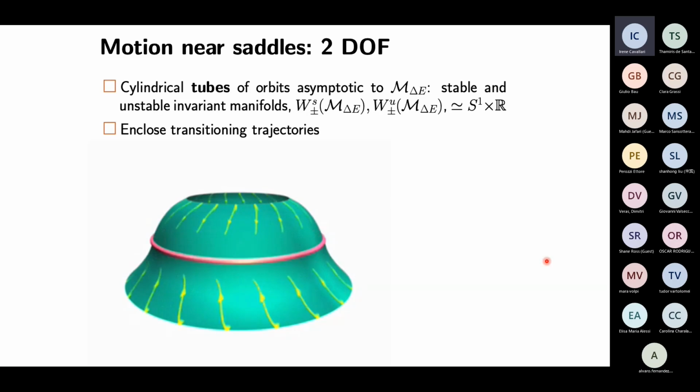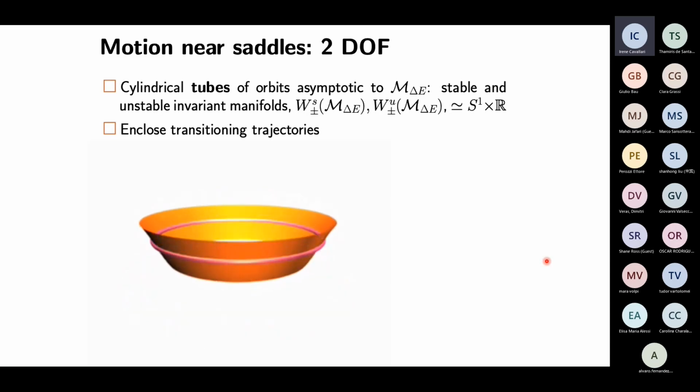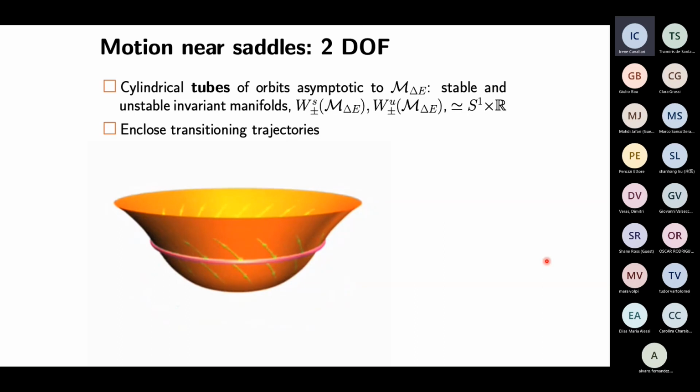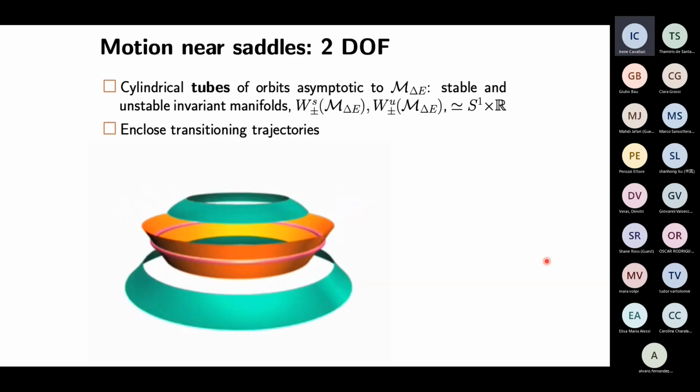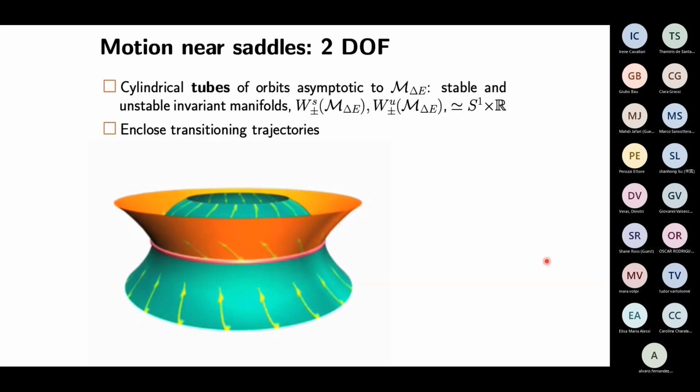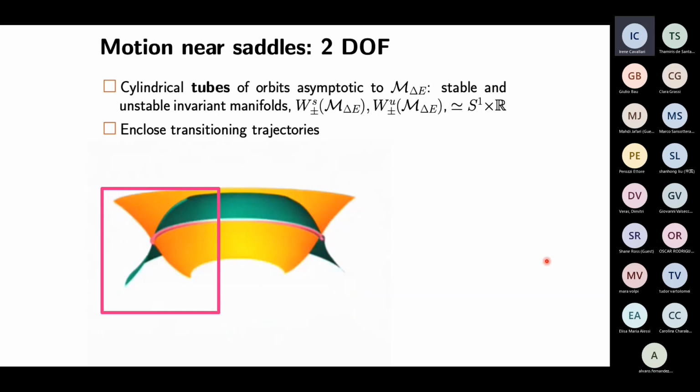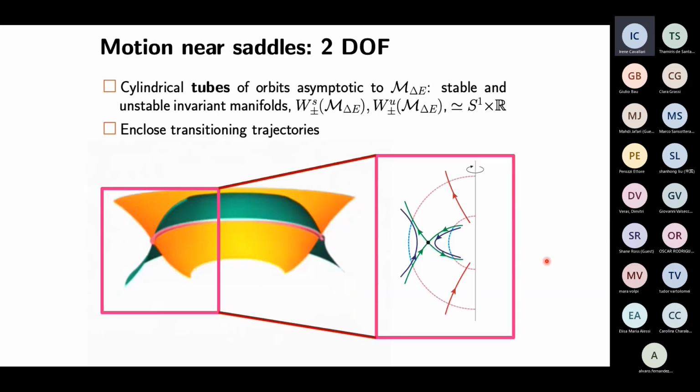So we have these trajectories that are winding onto and winding off of it, the stable and unstable manifolds. And they enclose transitioning trajectories. So they enclose trajectories that go from one side of the Lagrange point to the other. And this just shows a cutaway. We look at that cutaway in further detail.